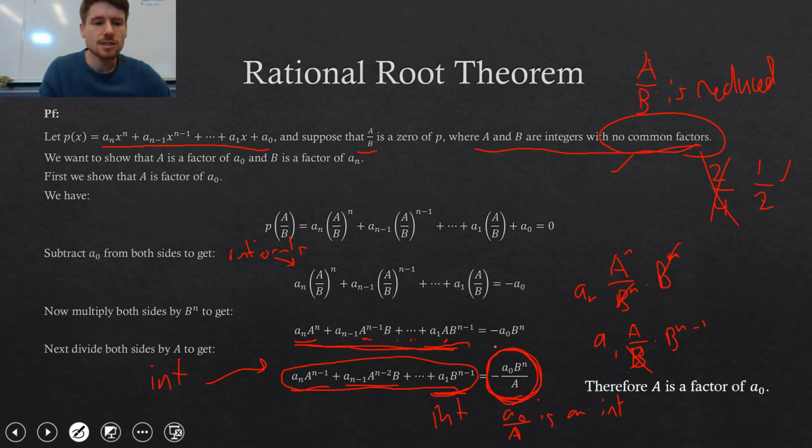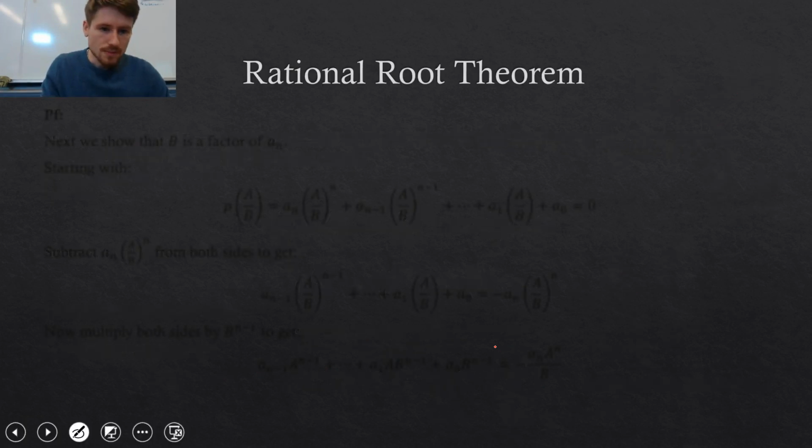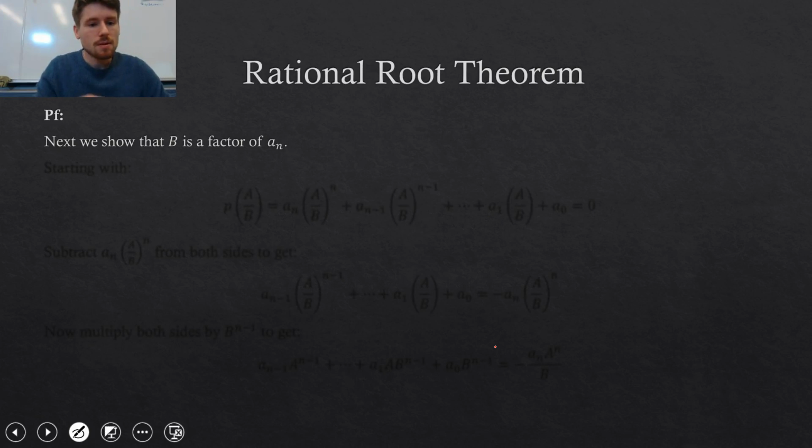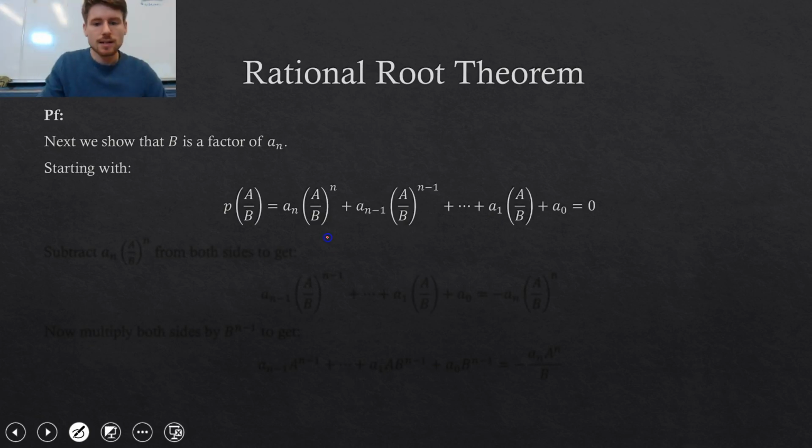Well, that's kind of just a generalization of the one that we did earlier. We already know that if it's an integer root, then it divides a0. Let's look at b being a factor of an. Okay, same starting place. We know A over b. If we plug that in, we get 0 as our answer. So you plug A over b in, and that yields 0.